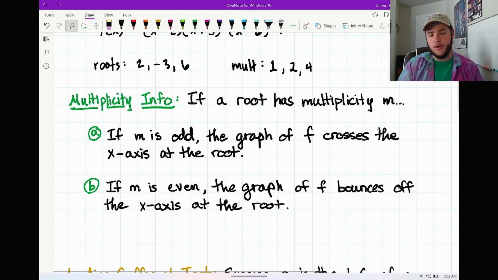So why do we care about the multiplicity? Well, the multiplicity of a root is actually going to have some valuable information. Because if the multiplicity is odd, this means that the graph crosses the x-axis at the root. But if it's even, it just bounces off the x-axis.